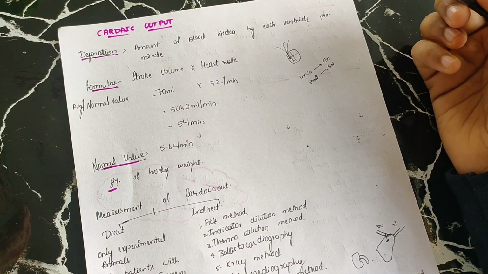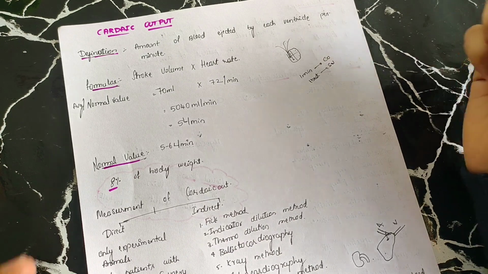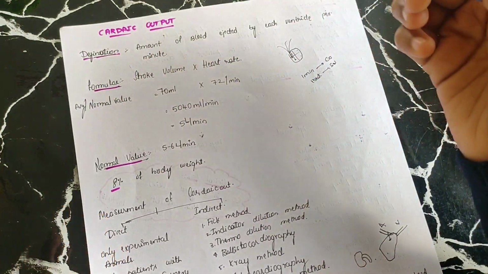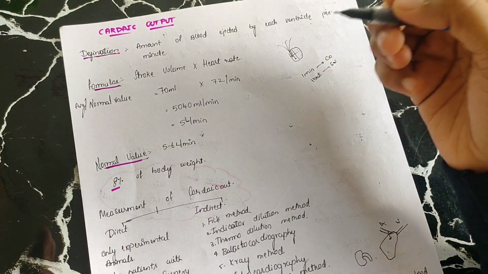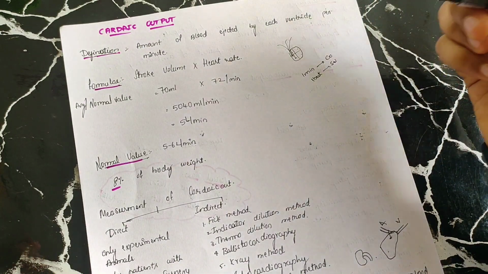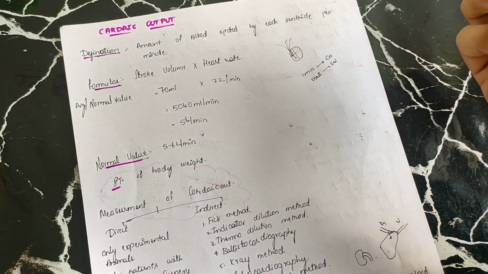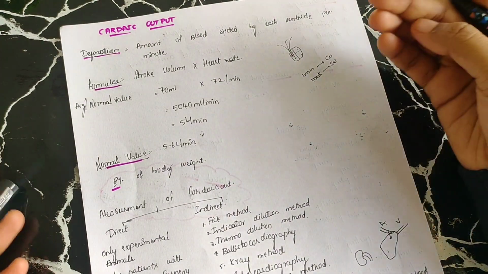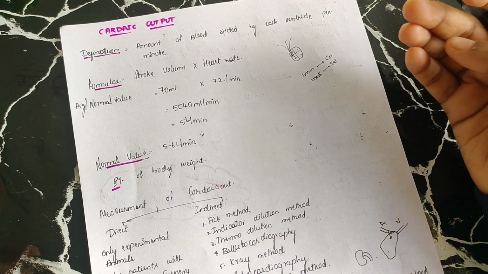In this video, I'll be teaching another important question from the university point of view, that is cardiac output. The sub questions asked under cardiac output are definition, formula, normal value, measurement of cardiac output, different methods, and then factors affecting the cardiac output and the regulation of the cardiac output.